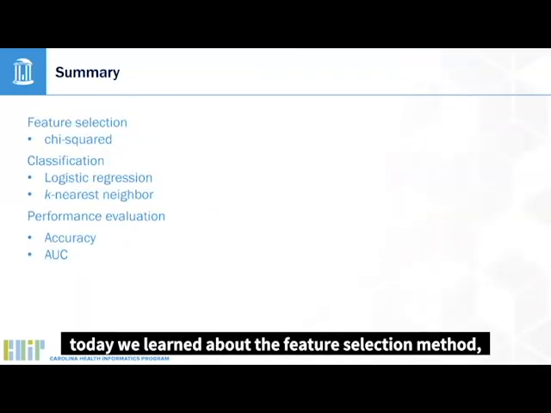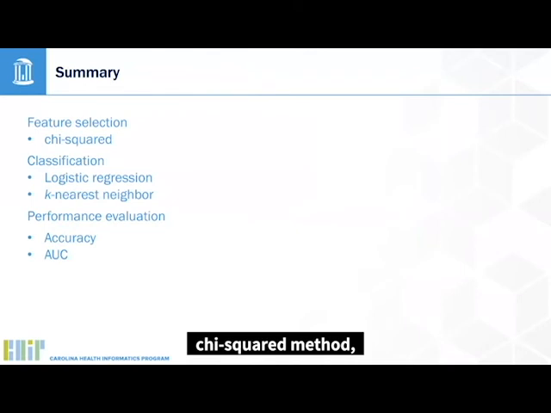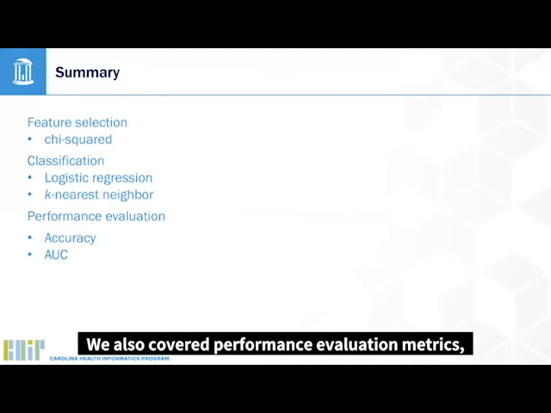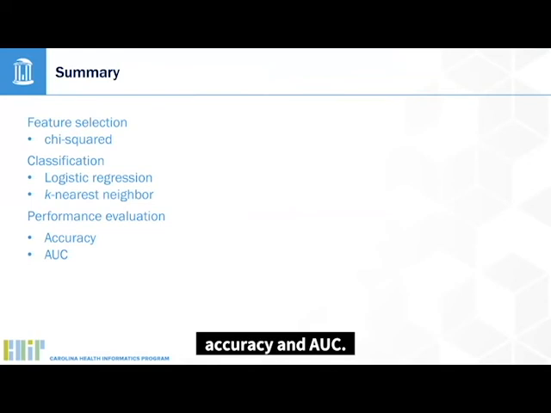To conclude, today we learned about a feature selection method, the chi-squared method, and two classification rules, logistic regression and KNN. We also covered performance evaluation metrics, accuracy and AUC.